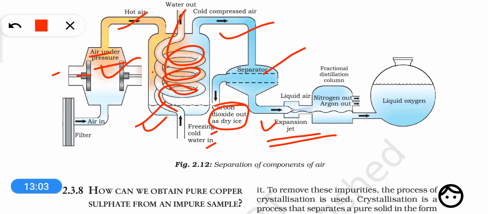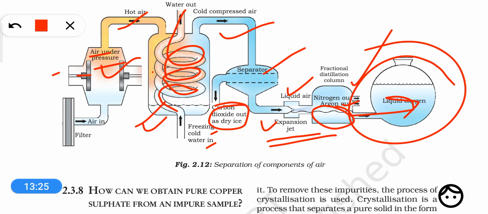So when we reduce the pressure, and when we allow it to warm up, first of all nitrogen will come out at minus 196, and argon will come out at its own boiling point. Finally one gas will remain in liquid state, that is oxygen. So the liquid oxygen will be separated here in this box. So this is the method how we separate, and this is a type of fractional distillation.